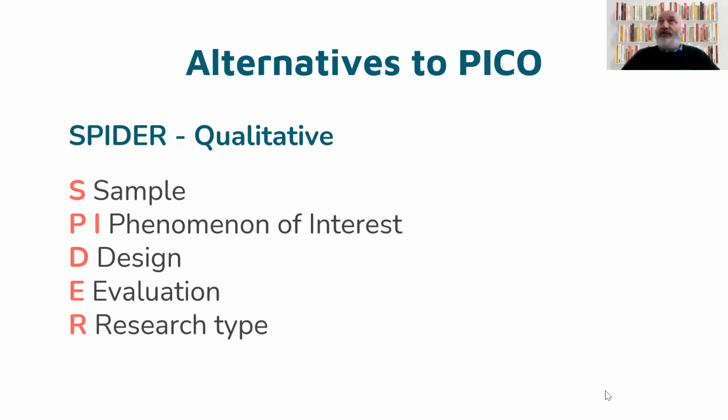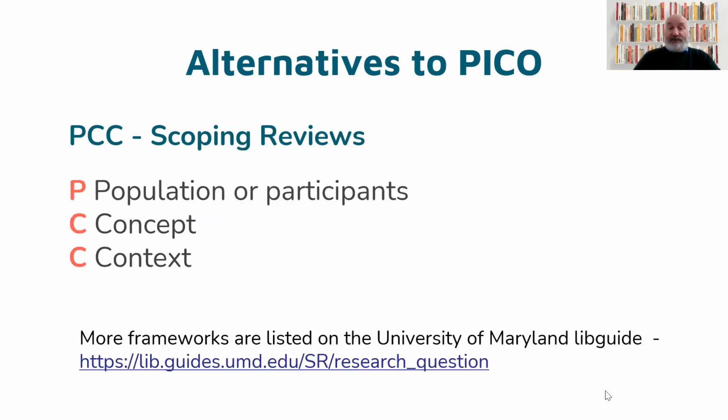SPIDER is another one that's used for qualitative. The S stands for sample. The P stands for phenomenon of interest. The D is for design. Evaluation is the E, and R is research type. And as Vanessa said earlier on, we've seen a big growth in the number of scoping reviews. And as a result, we've seen this more frequently as well, which is PCC, and it's for population or participants, concept, and context. I've also seen it described as Cocoa Pop, which I think is nice as well.